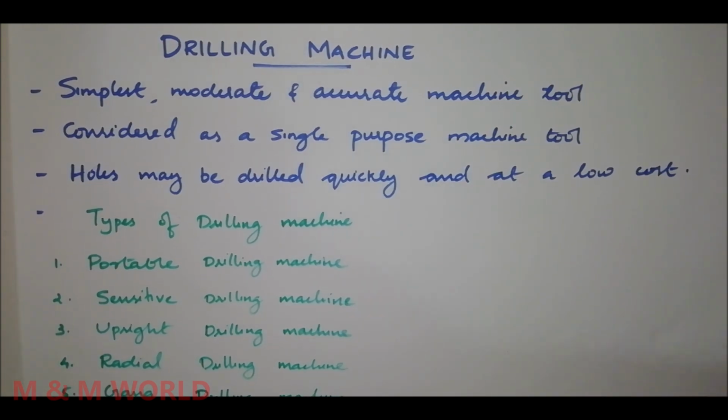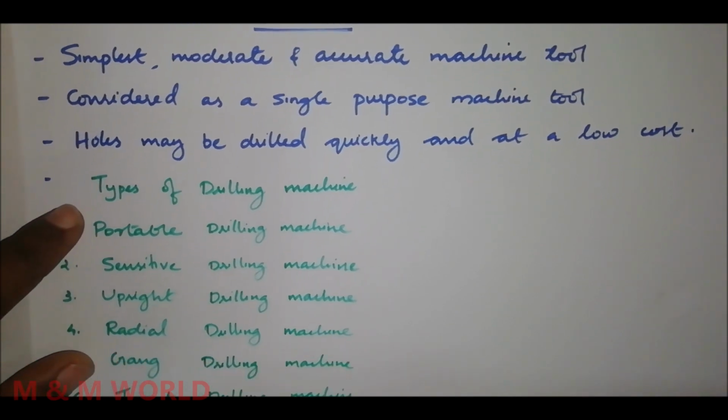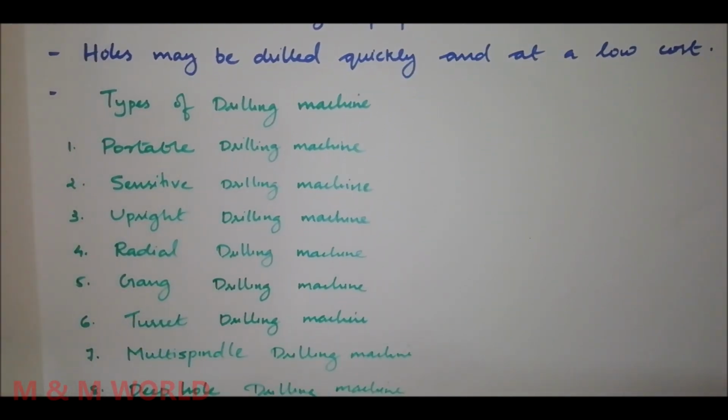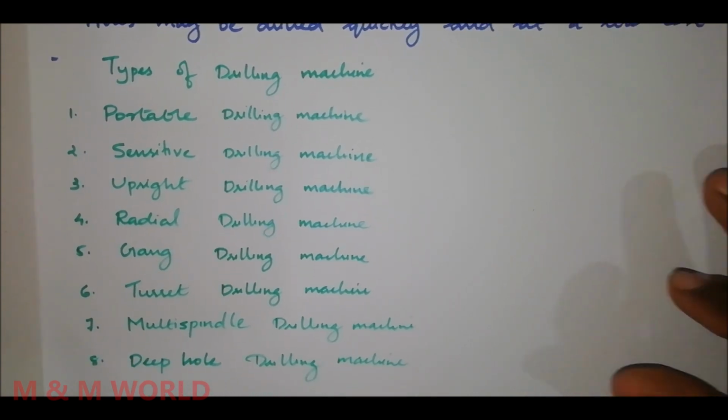Next are the different types of drilling machine. Drilling machines are classified according to the construction and the work performed. The first one is portable drilling machine, second is sensitive drilling machine, then upright drilling machine, radial drilling machine, gang drilling machine, turret drilling machine, multi-spindle drilling machine and deep hole drilling machine.